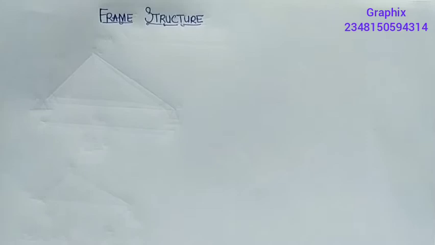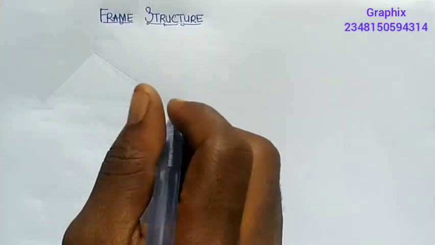Today we'll be looking at frame structure, where we'll be discussing more about a frame. We know a frame is also called a truss, and a truss is a structure made up of several members connected to each other, right? So a truss is used when heavy loads are to be resisted or the span is very high.